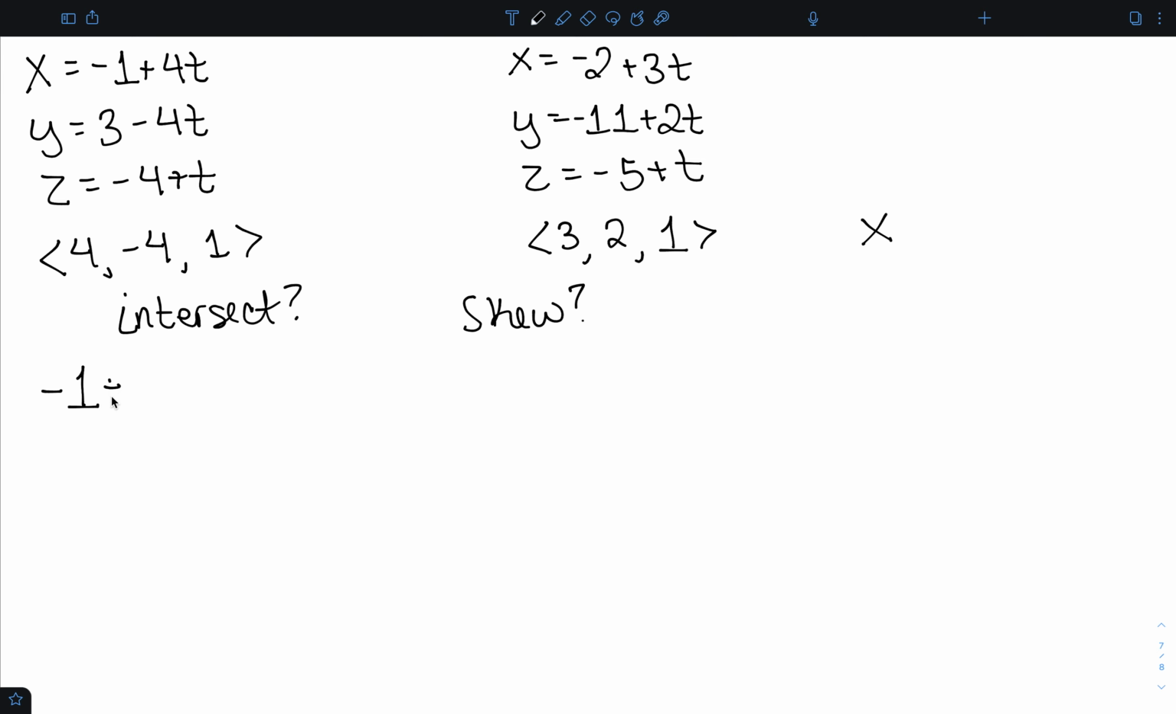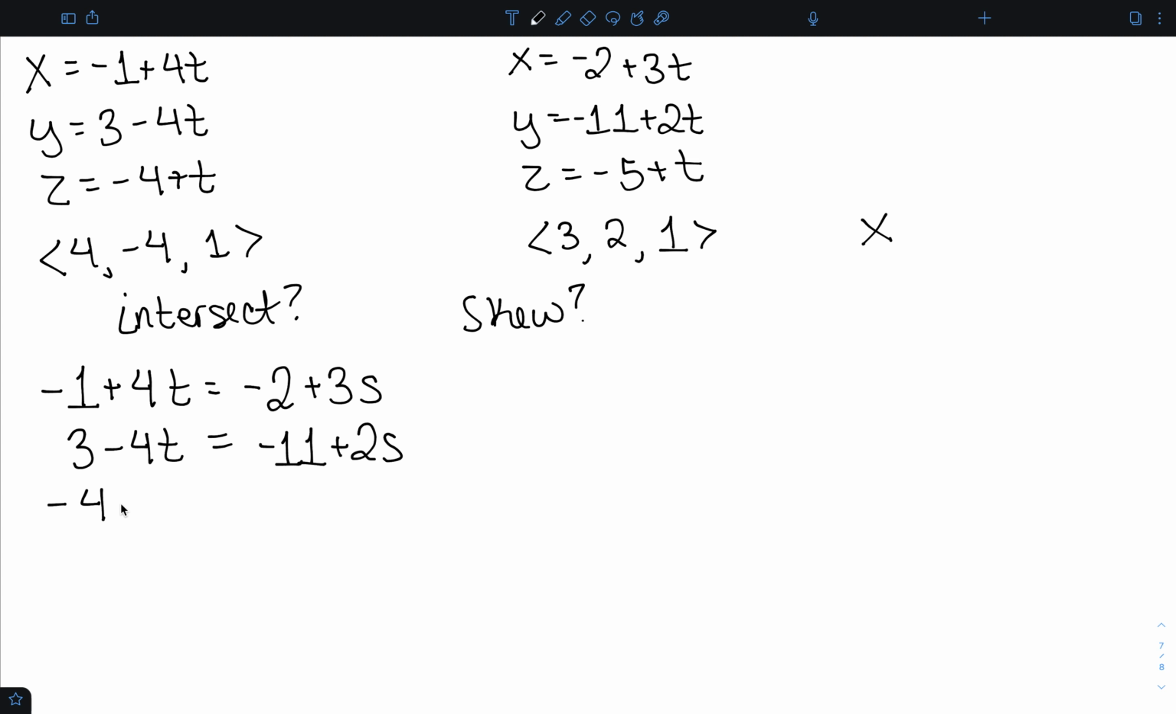What I need to do is take my x for my first equation and set it equal to negative 2 plus 3s. I need to use a different letter. I don't need the value of t to be the same in both of the lines, so I'm going to use an s in my second equation. My y from my first equation is 3 minus 4t. My y for my second equation is negative 11 plus 2t, so I'm going to write it as negative 11 plus 2s. My z is negative 4 plus t for the first line. My second line is negative 5 plus t, so I'm going to write it as negative 5 plus s.